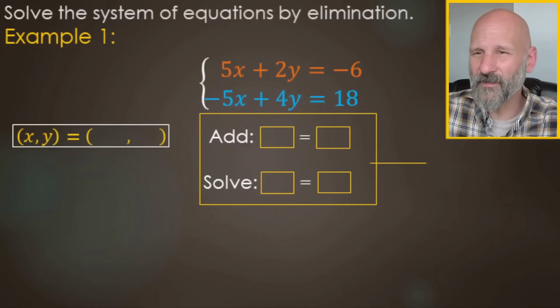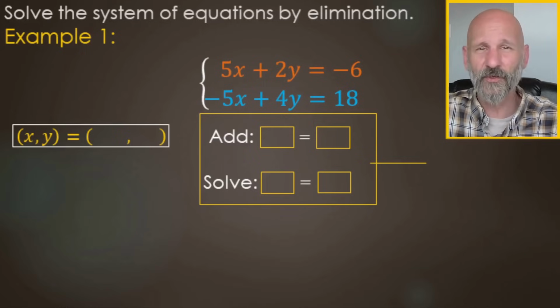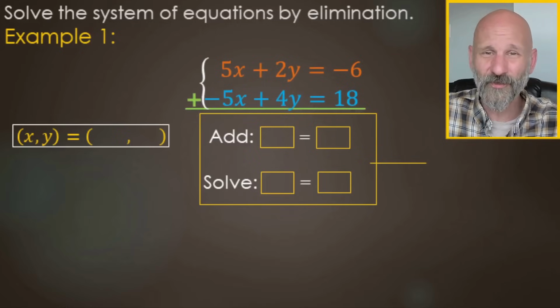So now let's solve this system here. We got 5x plus 2y equals -6, negative 5x plus 4y equals 18. Notice these are both in standard form. We got the x, the y, then the equal sign. So we can solve by elimination, also called solve by addition.